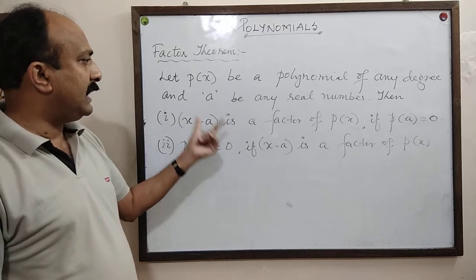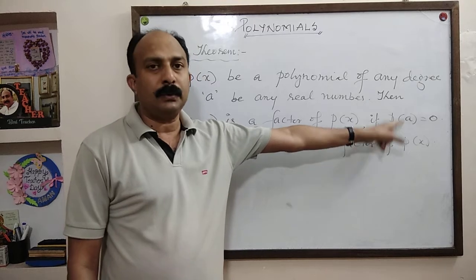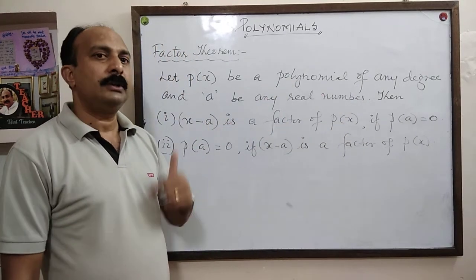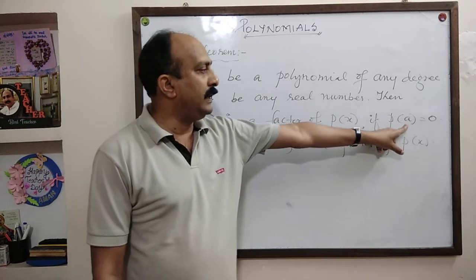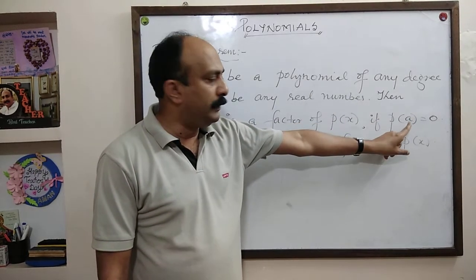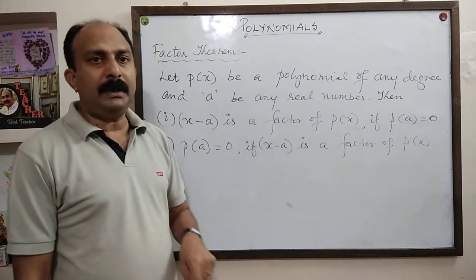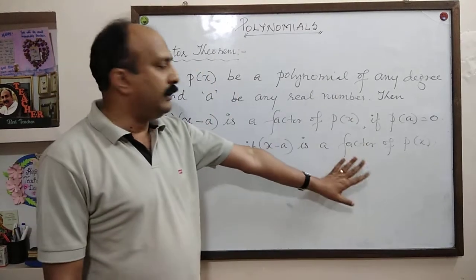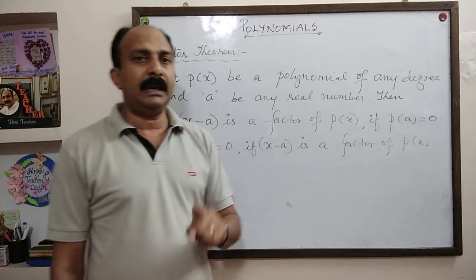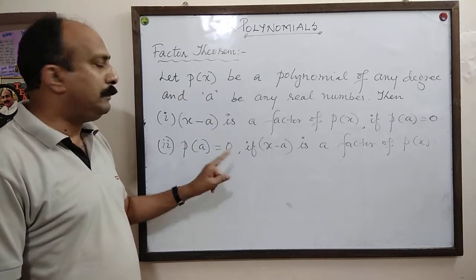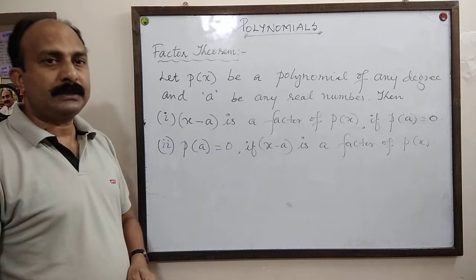So the first statement states that x minus a will be a factor of p(x) if p(a) equal to 0. So this statement will be used by us to check whether x minus a is a factor of p(x) or not. How? By finding the value of p(a). If the value of p(a) is 0, yes, x minus a is a factor. And in some other cases, you will be given a polynomial p(x) and you will also be given that x minus a is a factor of this polynomial. Then we can say p(a) will be equal to 0. Both will be used in the coming exercise questions.